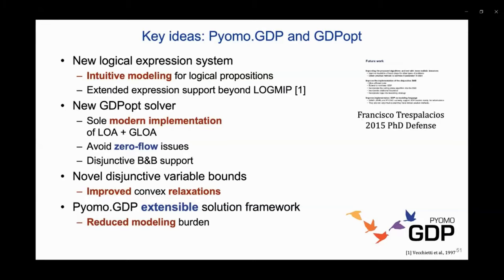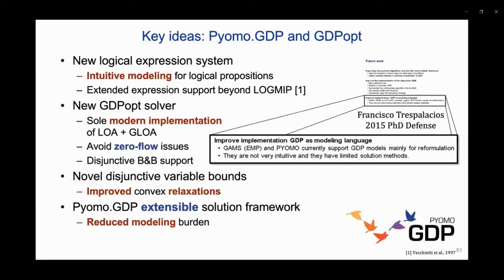And here, by the way, this is a quote from Francisco Trespalacios, who was a PhD student before Qi Chen, who had, for example, the statement in his thesis saying that GAMS, AMPL, and Pyomo currently support GDP, mainly for reformulation, but they're not very intuitive. And very fortunately, since the thesis of Francisco Trespalacios, we now have, through Pyomo.GDP and through the GDPopt solver, a very nice systematic way that can support these reformulations.